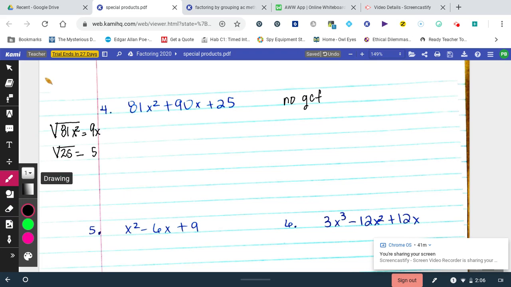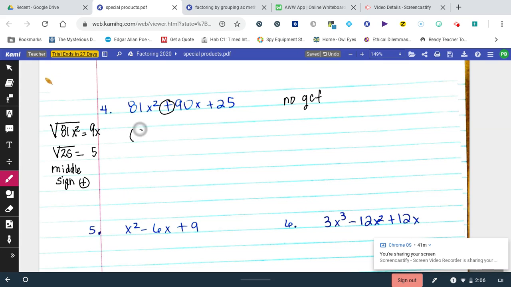Okay, now what is your middle sign? Your middle sign is a plus. So you're going to use that when you write your factors. 9x plus 5 times 9x plus 5. Or you could write 9x plus 5 squared, and you're done.